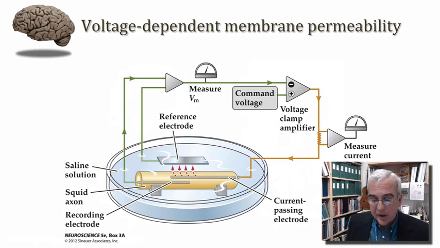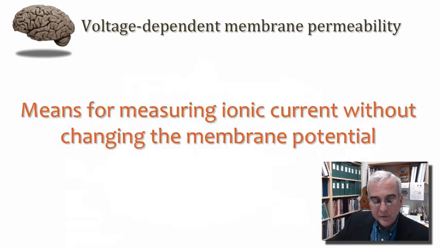And this voltage clamp circuit is illustrated here from your textbook. I don't intend to burden you with the details of this, but for those of you that are interested, you can read more about this circuit there. Essentially what this circuit does is it provides us with an opportunity for measuring ionic current without changing the membrane potential. Hence this term voltage clamp.